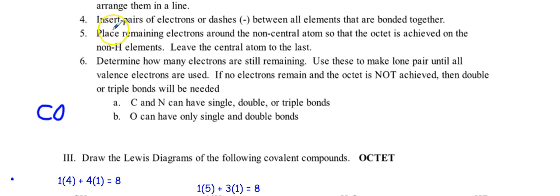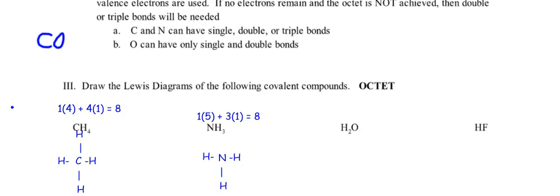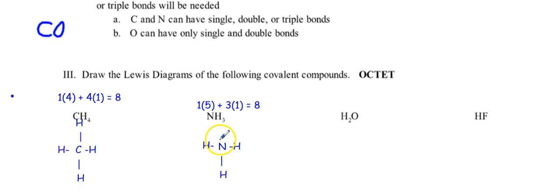What does it say? Place the remaining electrons around the non-central atom. Well, I don't have to worry about that, okay? Leave the central atom to last, okay? It's a hydrogen, so I don't have to worry about that. So how many electrons are still remaining? 2. Use these to make the lone pair until all the valence electrons are used, okay? So I'm going to make these a lone pair. And how many electrons have I now used? 2, 4, 6, 8. That's what I need. I'm done. Okay.